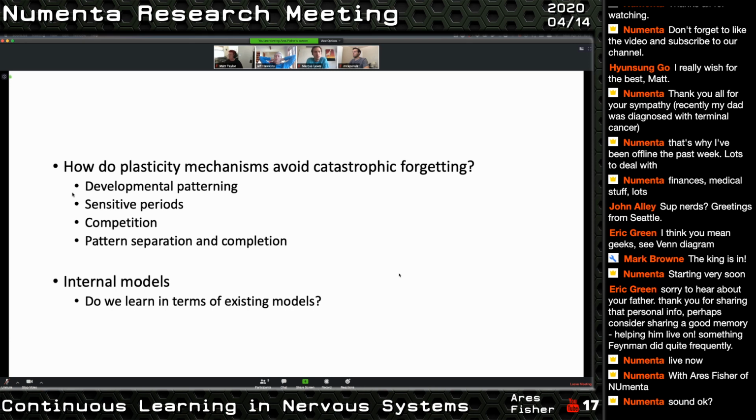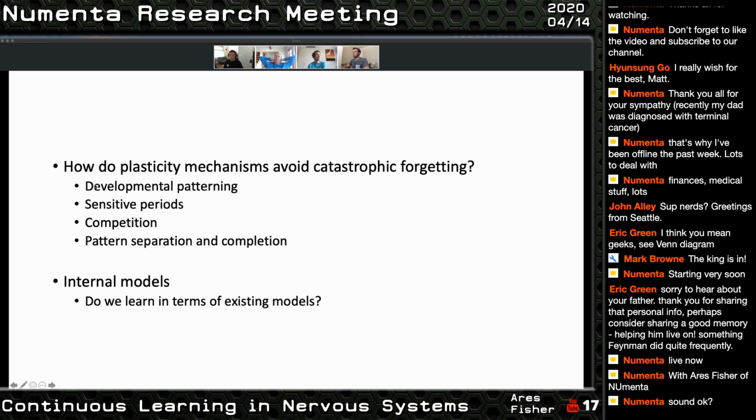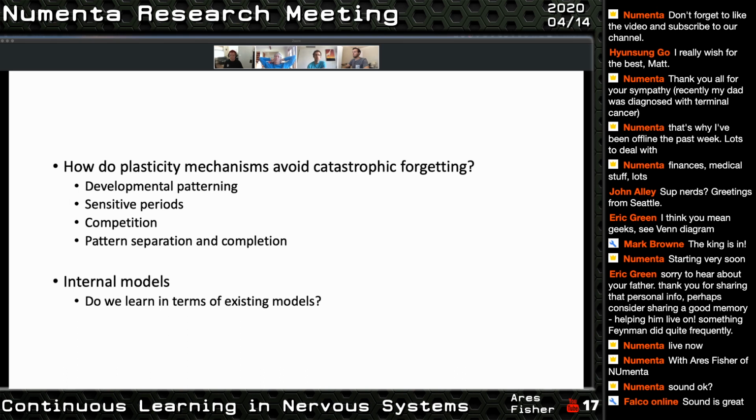What do the different developmental and plasticity mechanisms contribute to avoiding catastrophic forgetting? So, developmental patterning, for example, adds a certain specificity to what neuronal populations can see. So there's a sort of segregation, and also during patterning, you have synaptic competition.